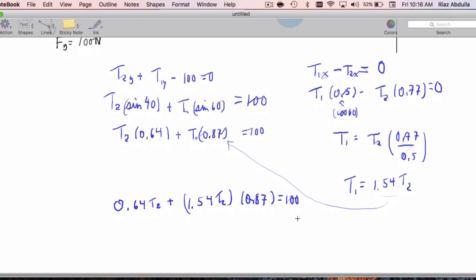Simplifying this further, that's going to give me about 1.97 T2 equals 100. So I'm getting about 51 for T2. And that means T1 is going to equal about 78.